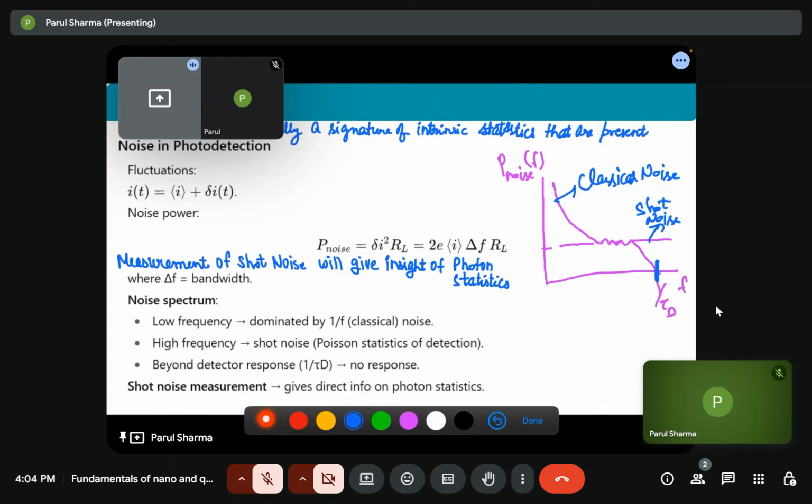After that, if any photon is coming to the detector, there is no response. So basically, the short noise measurement will give the direct info on the photon statistics. So now let's take a 10 minute break, and after that we will resume and we will solve the example.